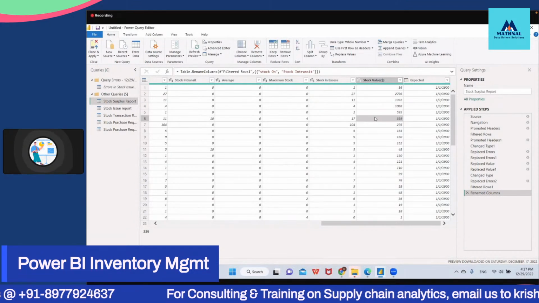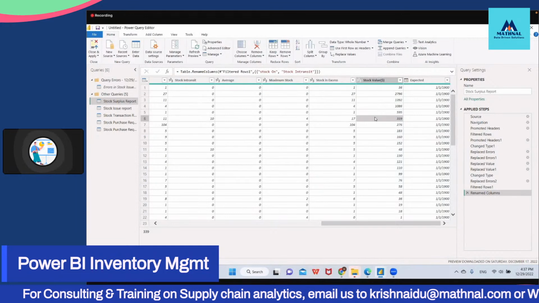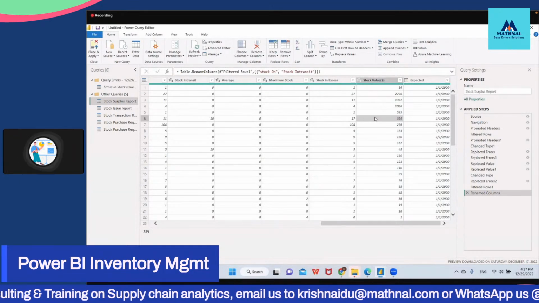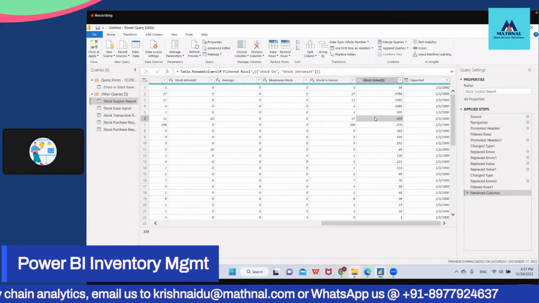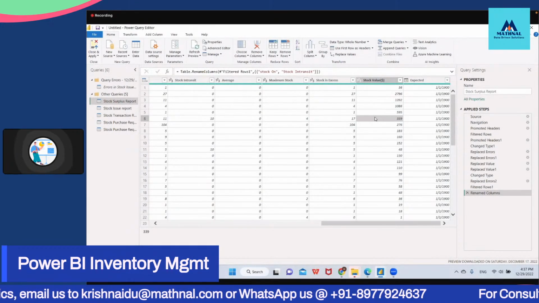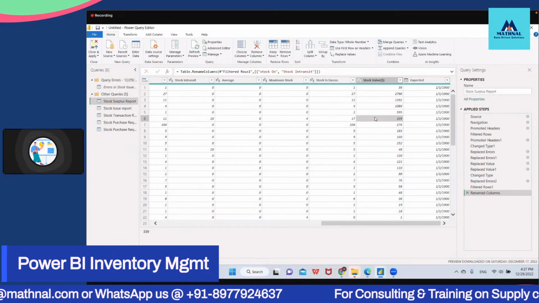So it will be around, in the piece, sir. What is the value of one stock? The value of one stock. One stock is $36, sir.